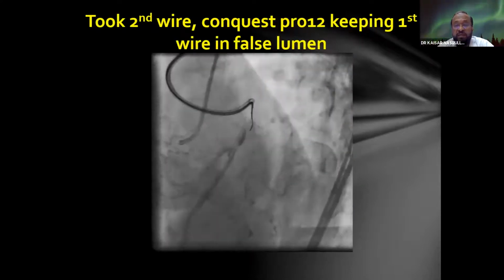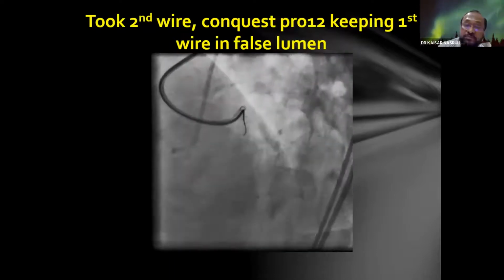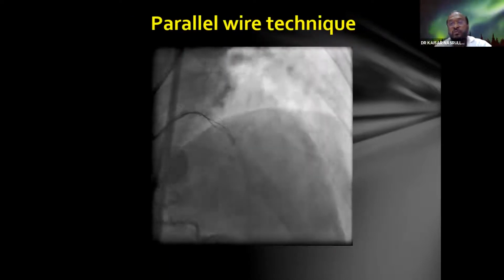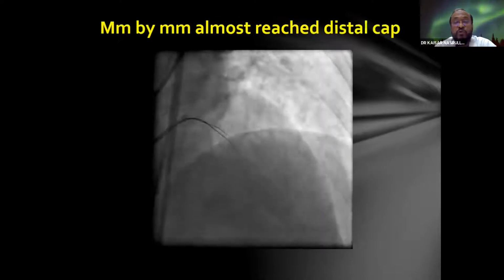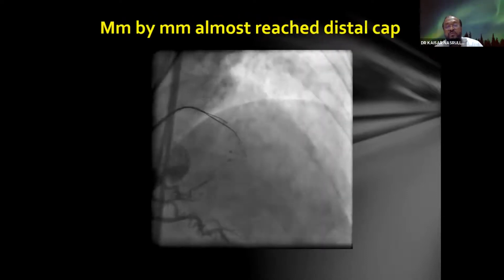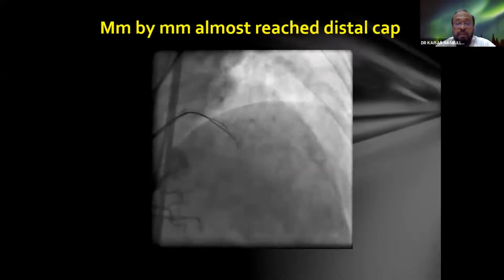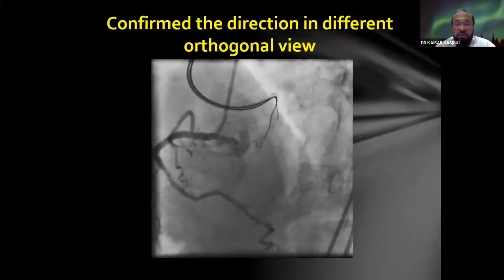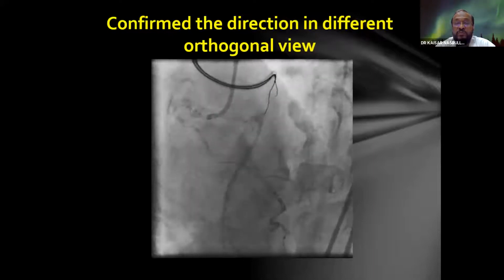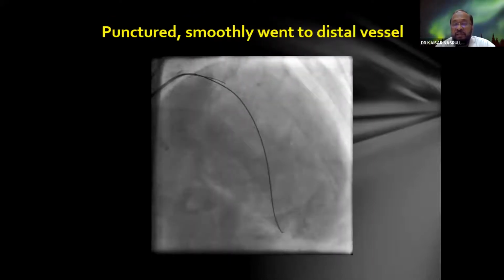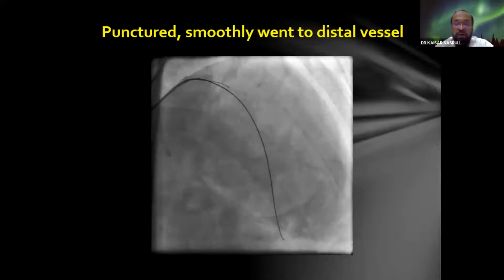Now this is called the parallel technique. You can see there are two wires. The first wire gives you a direction where to go, and then with the second wire I reached up to the distal lumen. But still I did not puncture it. I waited for some moment, took an orthogonal view, and when I was sure I was in the true lumen, I pushed the wire and punctured it.